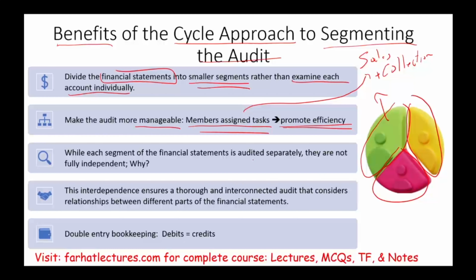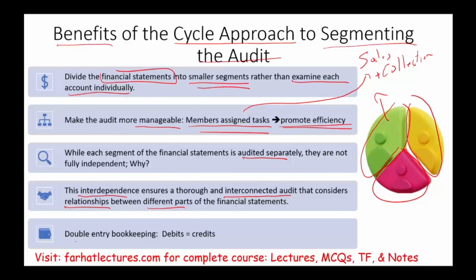While each segment is audited separately, they are not fully independent. Why? Think about it. The sales cycle would involve accounts receivable, sales, cash, sales returns, sales discounts. So for example, cash is interconnected to other accounts. All accounts involve cash. We might also involve inventory and cost of goods sold. This interdependence ensures a thorough, interconnected audit that considers the relationships between different parts of the financial audit. Meanwhile, everyone is communicating with everyone because it's all interconnected.